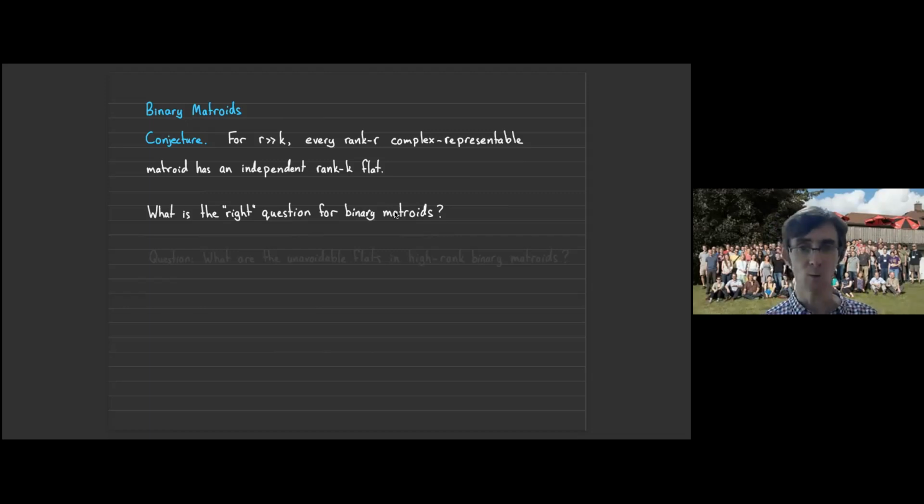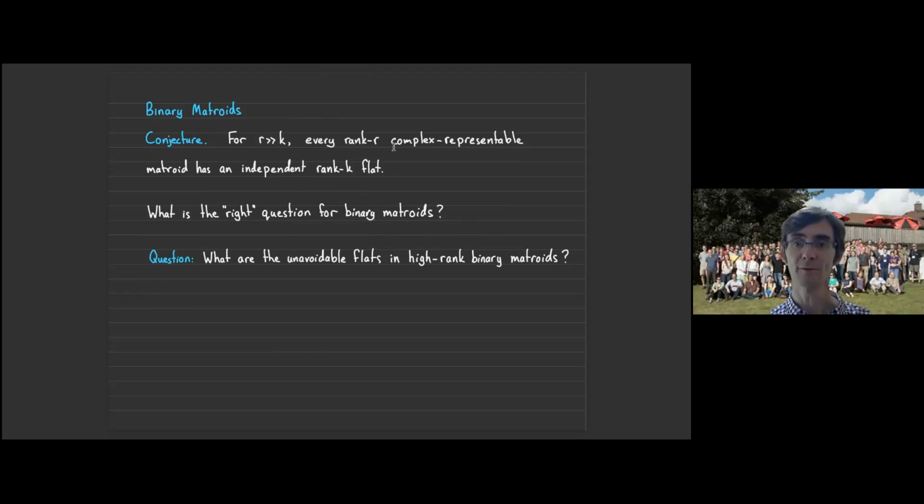And I put "right" in quotes here because what's right for one person isn't necessarily right for another. Like when I read that the right generalization of a two-point line is an ordinary flat in projective geometry, I thought that was a bit weird. So I won't claim to really know what right and wrong mean. But I think a very natural question to ask is, what are the unavoidable flats in high-rank binary matroids?